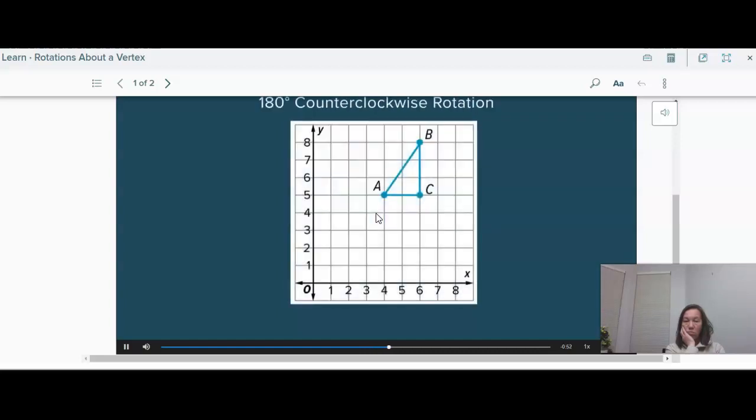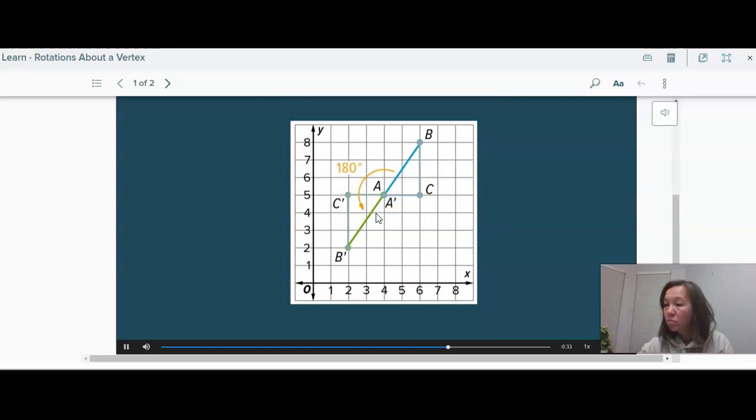Next, let's rotate triangle ABC 180 degrees about vertex A. In this example, we will rotate counterclockwise. Since vertex A is the point at which triangle ABC is rotated, A prime will be in the same position as A. Point B is rotated 180 degrees, and point C is rotated 180 degrees.